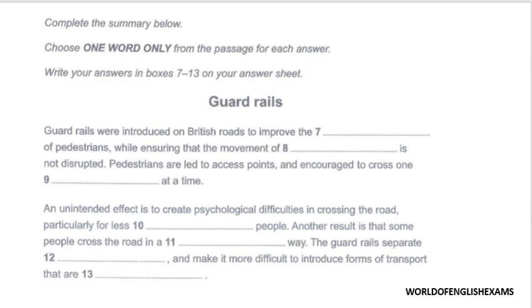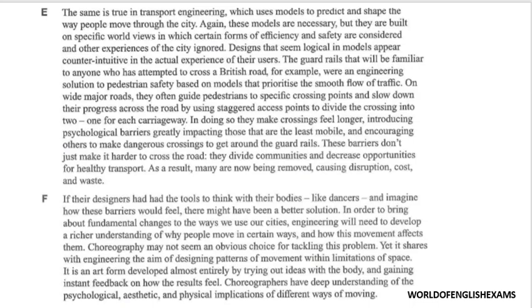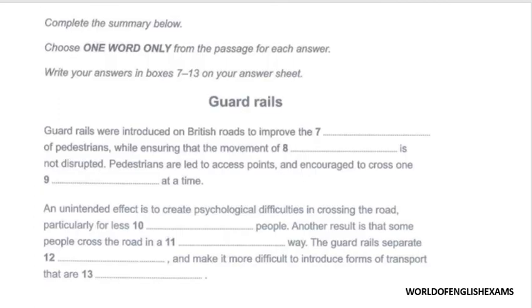Next, another result is that some people cross the road in a dash way. So in what way are people crossing the roads? We have to look for that. Okay, so then, and encouraging others to make dangerous crossings. So how are they crossing, guys? In a dangerous way. So what's the answer for the 11th blank? It is dangerous way because it's given as dangerous crossings. So they're crossing the road in a dangerous way.